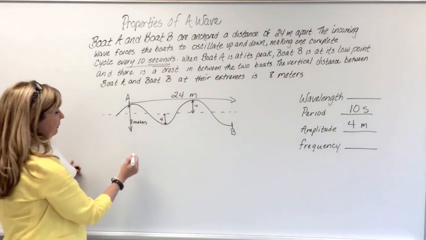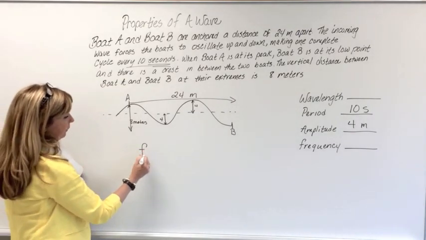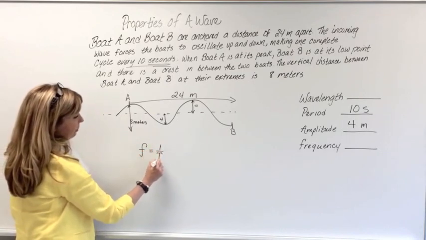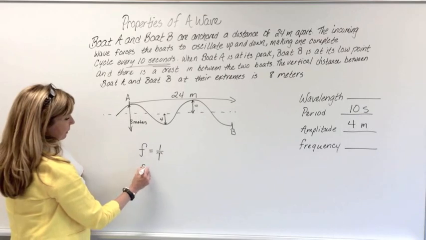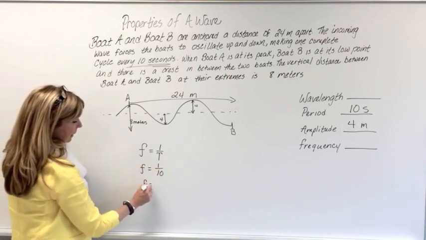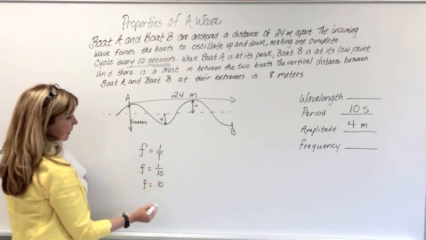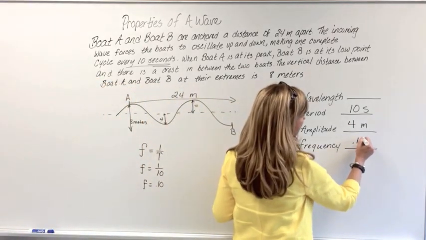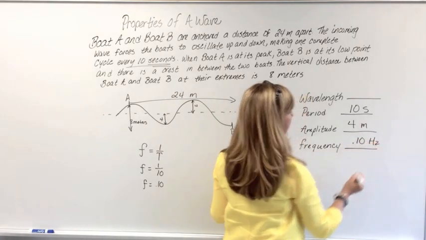Let's do frequency first. The formula for frequency is 1 divided by the wave period. 1 divided by 10 is 1/10. So our frequency is 0.10 hertz.